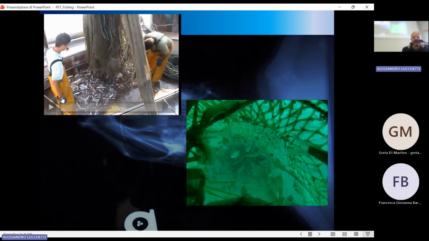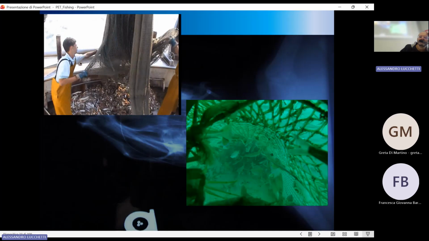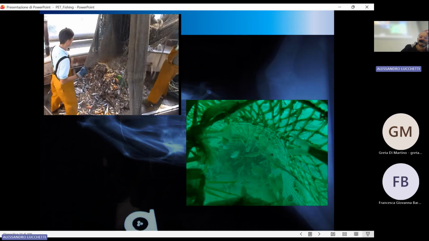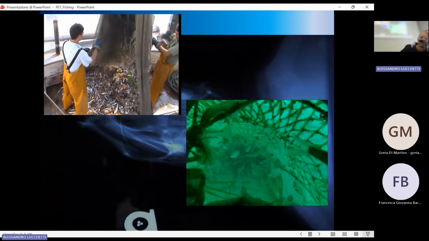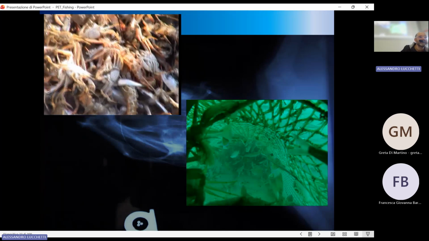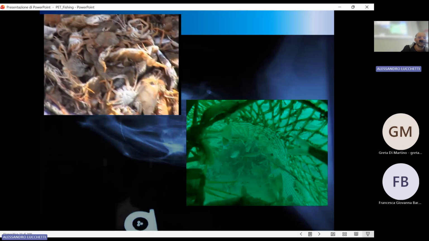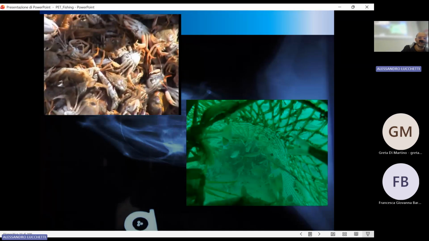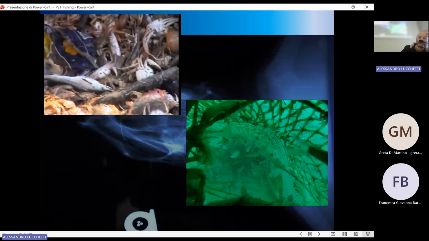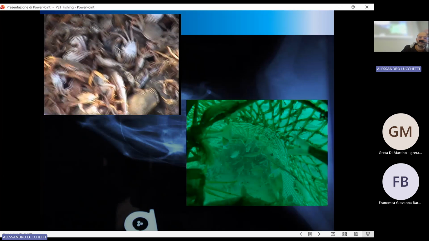Okay, this is a typical catch of a bottom trawl. As you can see, everything is mixed here. You can also understand the multi-specificity of this fishery. We don't have a single target species here. You have several different commercial species, from hake to red mullet. In this case, probably there are some Norway lobsters.